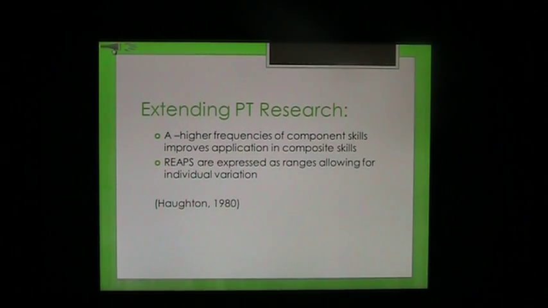And like I said before, higher frequency of component skills improves application in composite skills. So if you've got your math facts down and you're fluent with your math facts, it's much easier to take those math facts and then apply them in a word problem to come up with the correct formula and therefore the correct answer to that math problem. REAPS are expressed as ranges, allowing for individual variations.